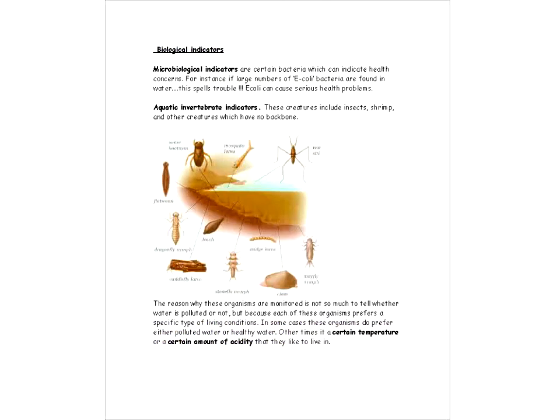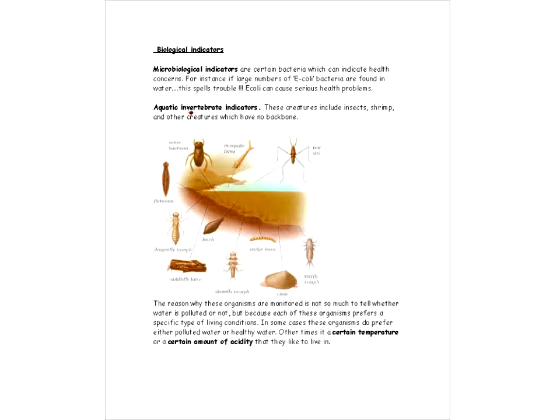Now, in water, we can have 2 different types of indicators. When we were talking about pH paper, litmus paper, that was a chemical indicator. But a biological indicator is some sort of creature that's growing in the water that indicates something about the water. Now, there's a difference between microbiological indicators and aquatic invertebrate indicators.